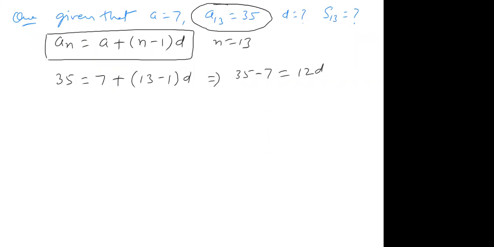So 28 is equal to 12d, or d is equal to 28 upon 12. So d is equal to this much. So d is equal to 7 upon 3. This is the d.